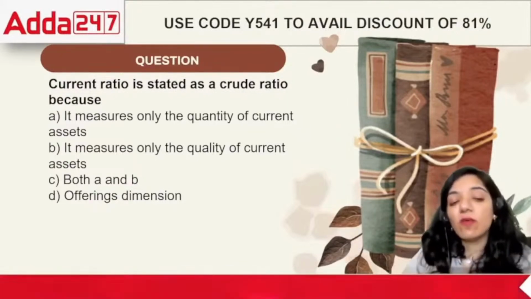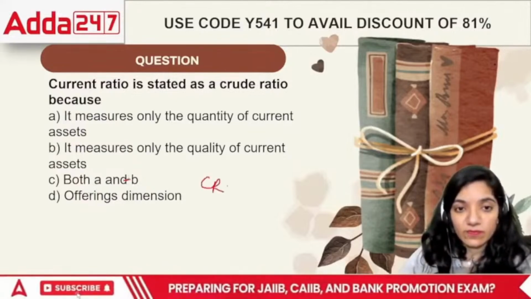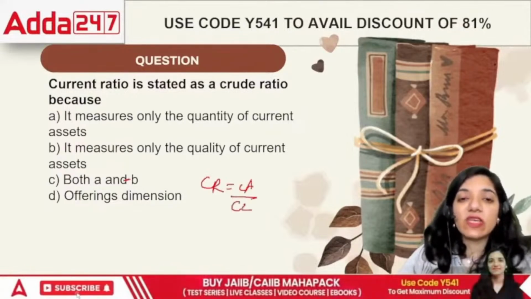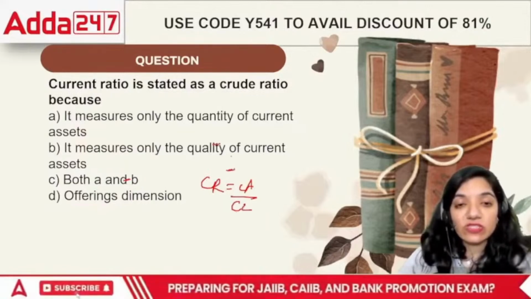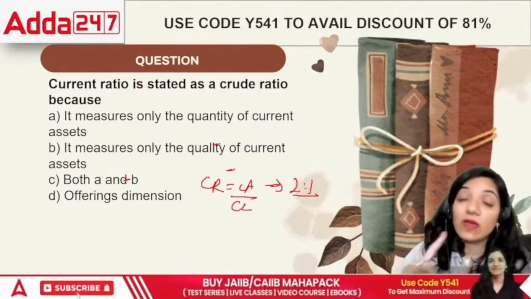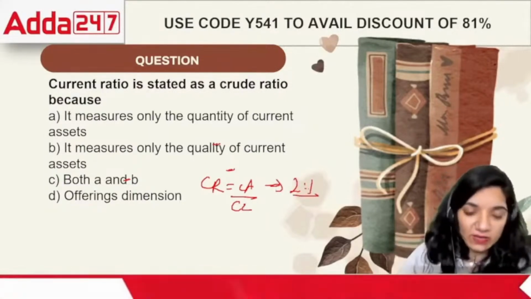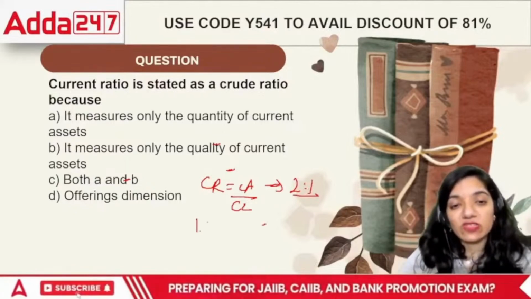The formula for current ratio is basically CA upon CL. In terms of the ideal ratio, it is basically 2 is to 1. In terms of books, it's 2 is to 1. But in the practical world, especially in the banking sector, whenever CMAs are being provided, it is always 1.33 is to 1.